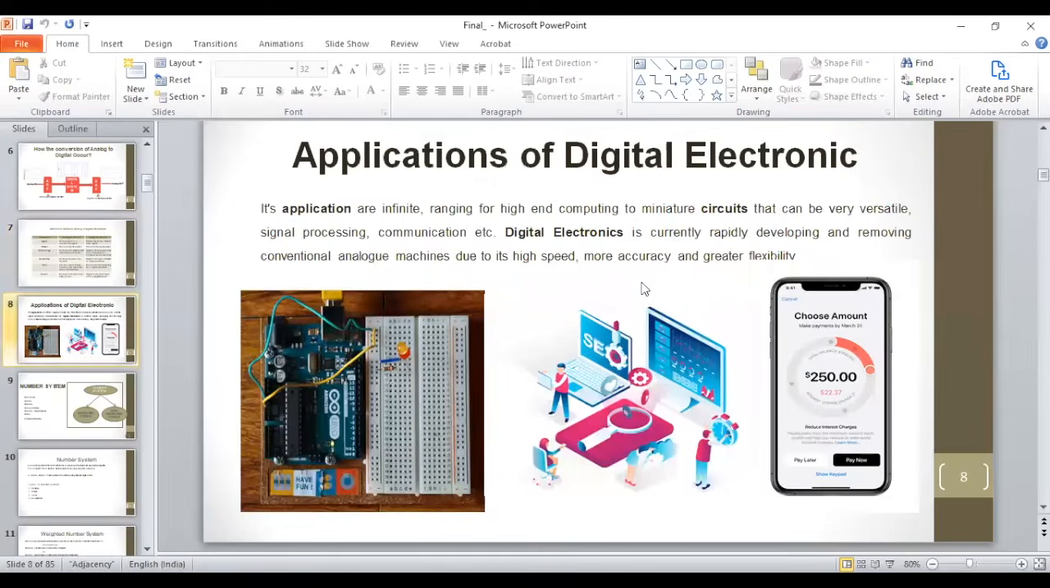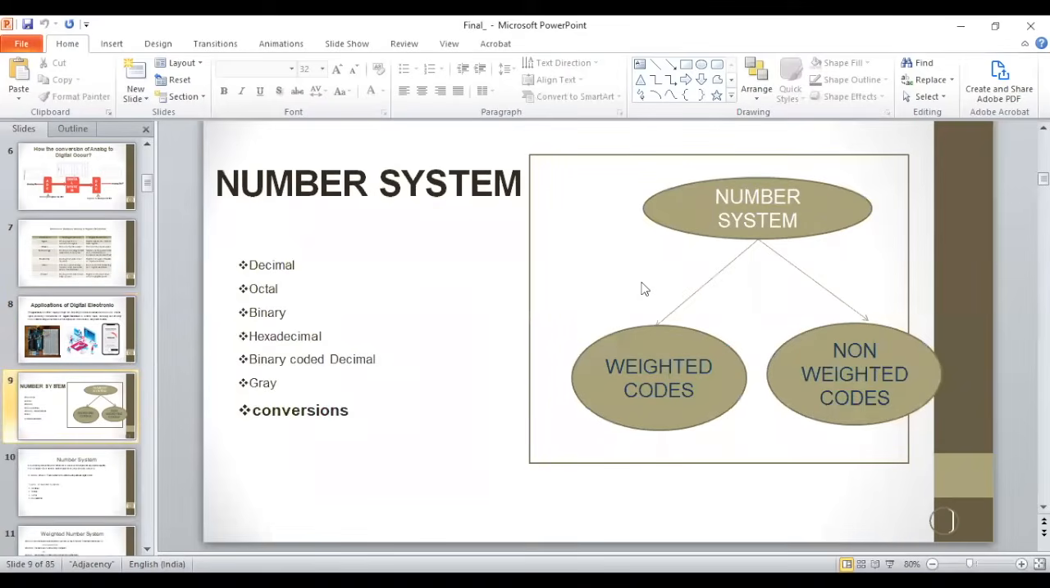In front of you, you can see we are having different applications of digital electronics, in which you can see Arduino, QR code. They are rapidly moving devices due to high speed and accuracy, greater flexibility. So this is all about digital electronics. So I hope I'm making it very clear why you are reading digital electronics, why it is required, and how you can implement it, where it is going to be implemented. I hope it's clear.